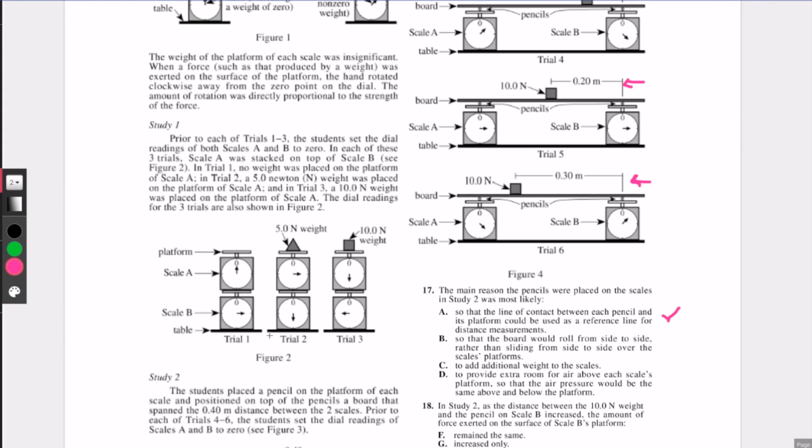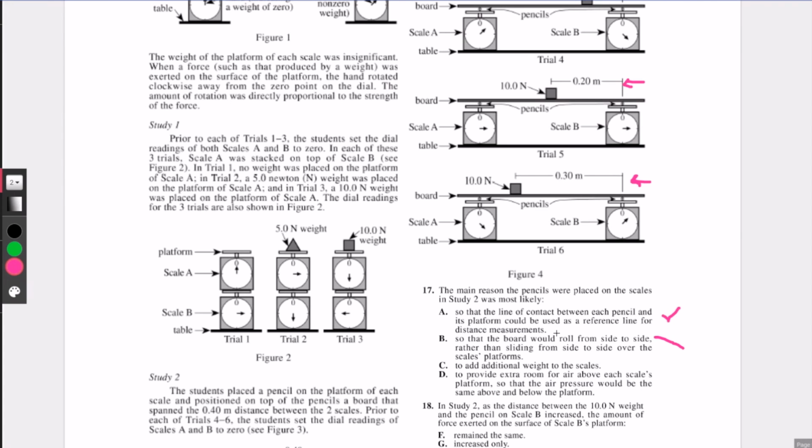Option B says, so that the board would roll from side to side rather than sliding from side to side over the scales' platforms. So we never actually move either of the platforms in any of these cases, so it's probably not going to be B. Option C says to add additional weight to the scales. So we don't actually care about the weight of the scales. In fact, we zero them out after we go through the actual thing. So that one's probably not going to be the case, right?